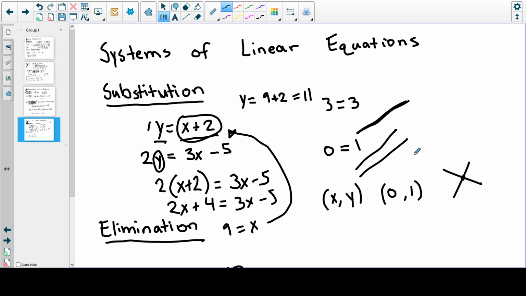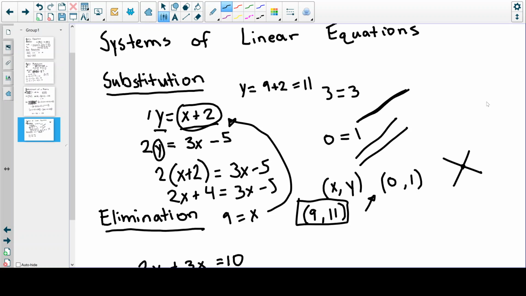Usually you want to write your solution in points, or a coordinate point, like we have here. So your final answer for the substitution method to solving the system of linear equations is going to be your x value, which is 9, comma 11, because that's your y value. That's the point at which these two linear equations intersect, and since they're not parallel or overlapping, you get a real answer.